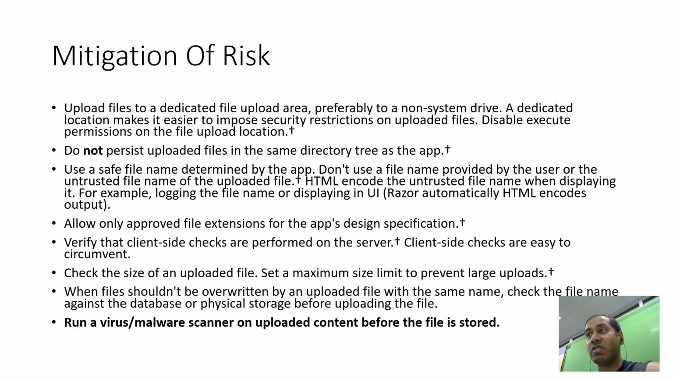Another way to mitigate the risk is to not persist the uploaded files in the same directory tree as the application. Using the cloud automatically gets rid of that risk. So if you were to persist the uploaded files in the same directory as your web application, and it is a virus, that could cause issues. Use safe file names determined by the application. Don't use a file name provided by the user or an untrusted file name of the uploaded file.